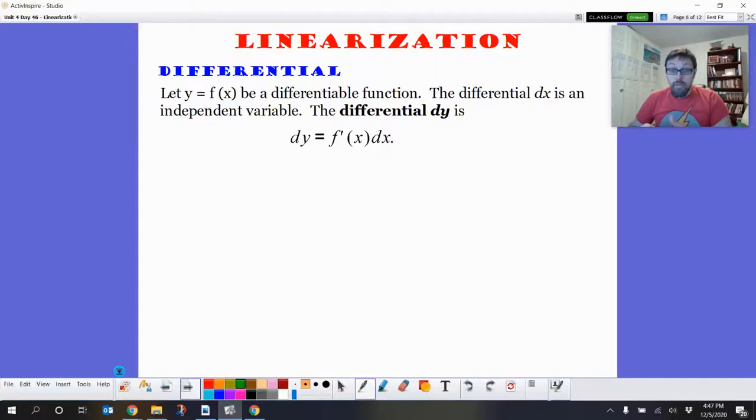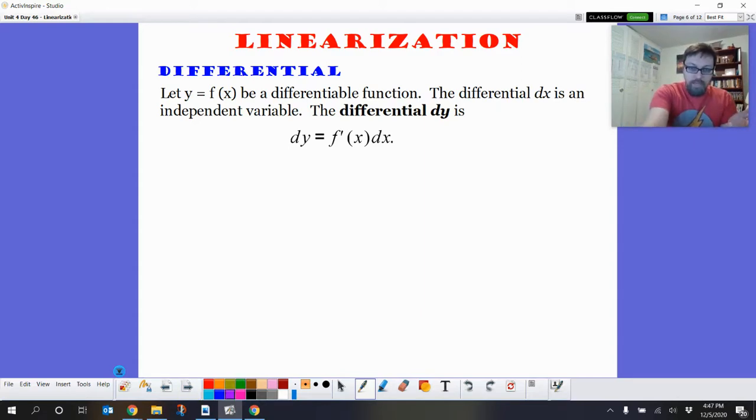The next thing that we're going to talk about is the differential. The differential is just a fancy name for that dy. There's also a differential dx. Now, treat dy and dx basically like variables.